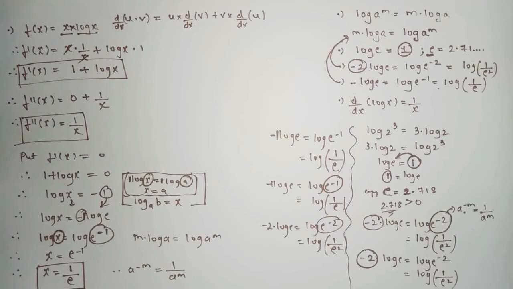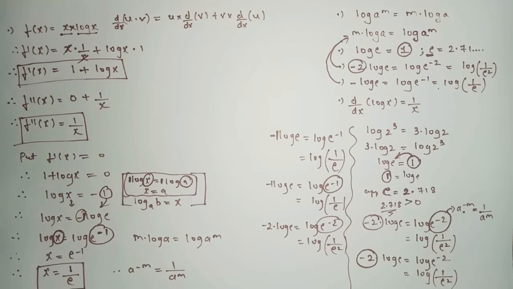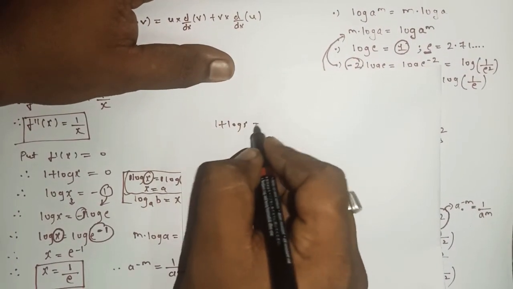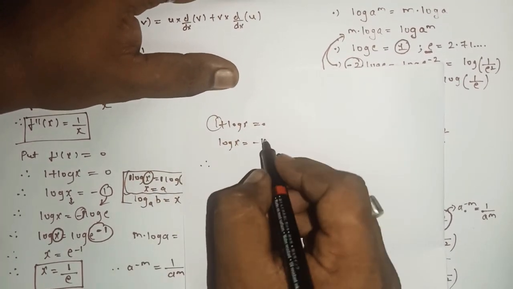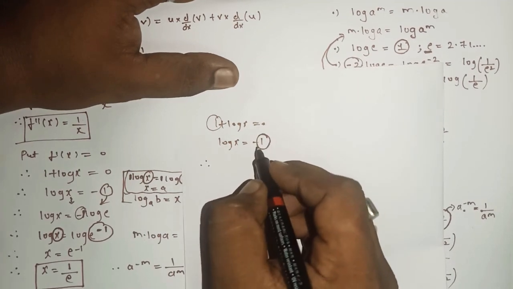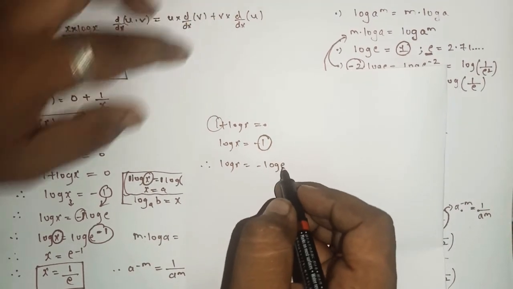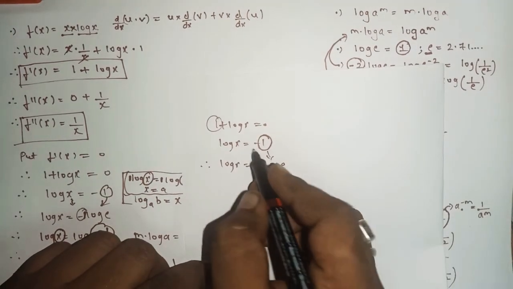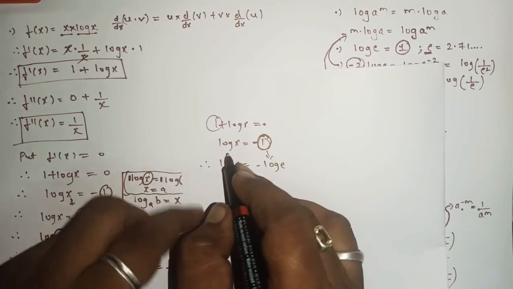So once again I will explain this step. Here 1 plus log x equals 0. So we'll shift this plus 1 to the right hand side. As I told, whenever you see 1, you can replace the 1 by log e. Focus on my words: you will replace this 1 by log e when you see log on the left hand side.